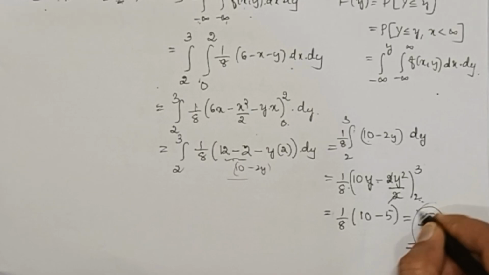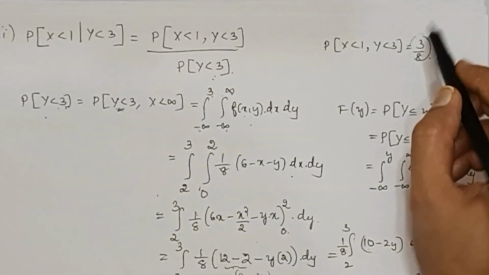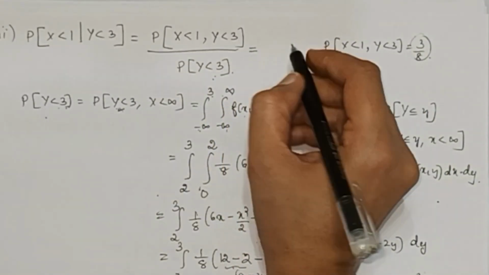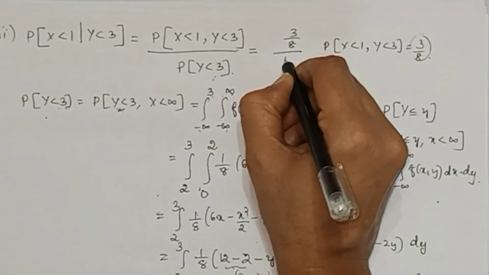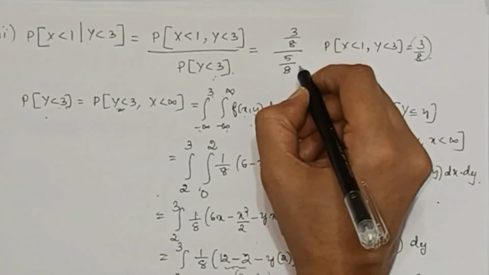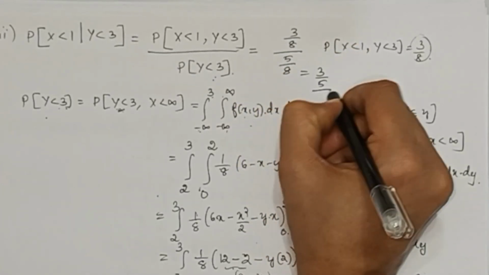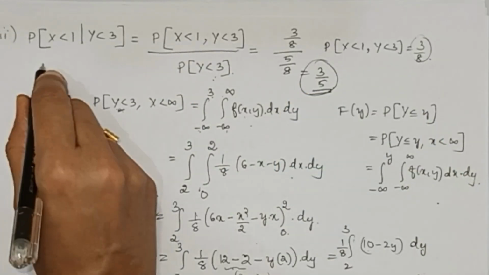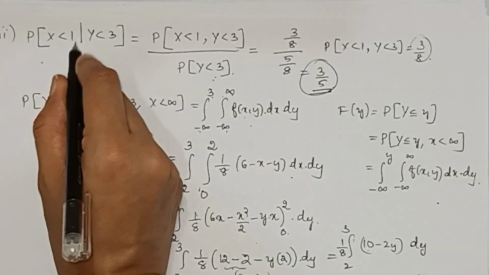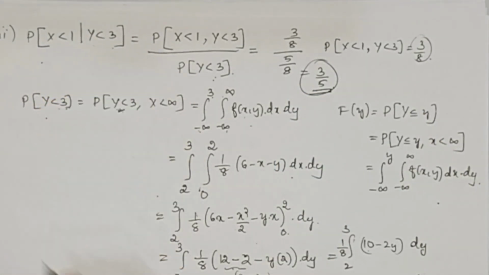So now this answer and this answer you have to substitute in this formula. That is 3 by 8 divided by 5 by 8. The 8 cancels. You will get the final answer as 3 by 5. This is the answer for probability of X less than 1 given Y less than 3.